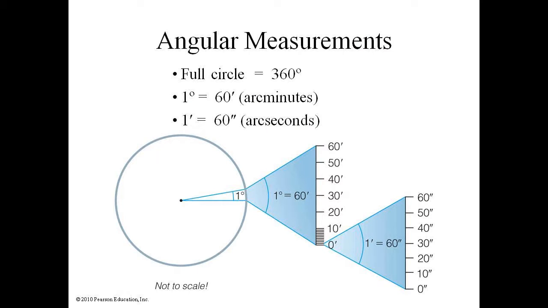Just to review, degrees are measured this way. We have 360 degrees in a circle, but each degree can be divided up into arc minutes. There are 60 arc minutes per degree, and then each minute can be divided up into 60 arc seconds. So there are 60 seconds per minute, there are 60 minutes per degree, and there are 360 degrees per circle.